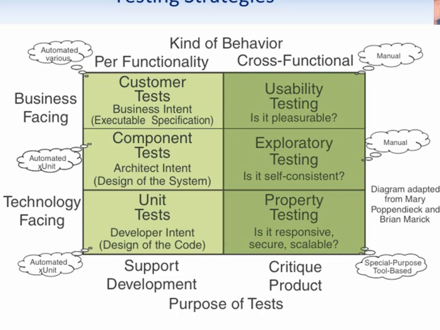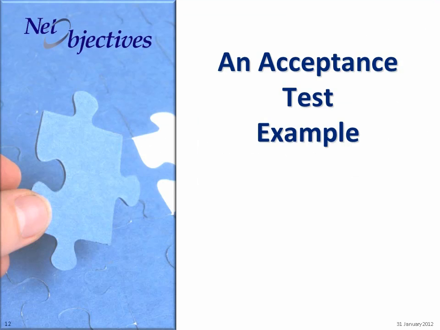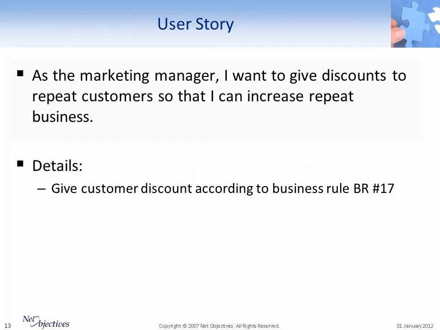The tests on the right, usability, exploratory, and property, examine what are often termed the non-functional aspects. They also need to pass to have a high-quality system. Here's an example of an acceptance test.